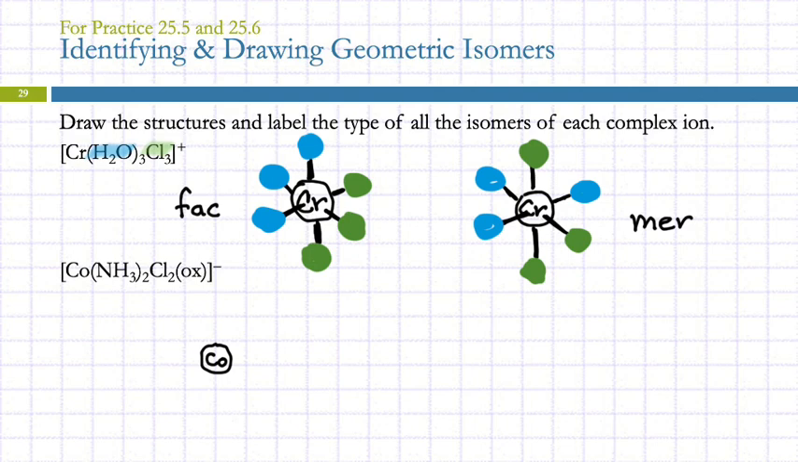So there's my cobalt that escaped the first time. Let's see. Chlorine's green. Make oxalate purple. I don't know why. And I'll make ammonia red, orange.